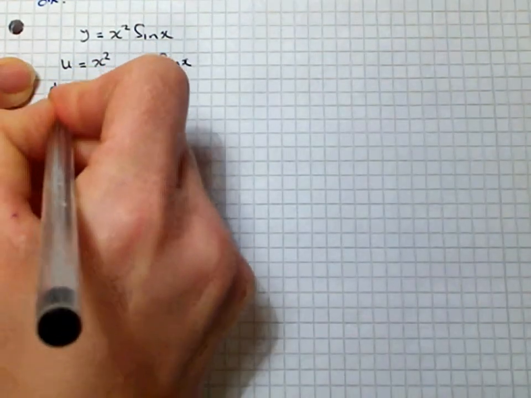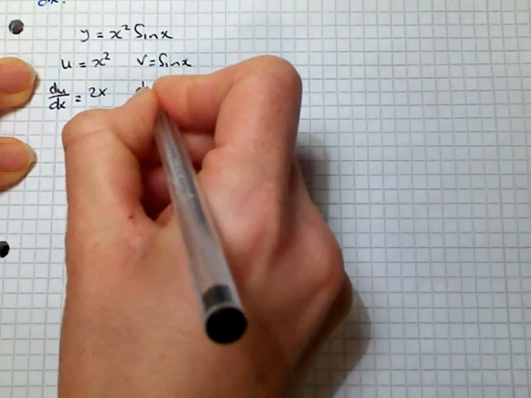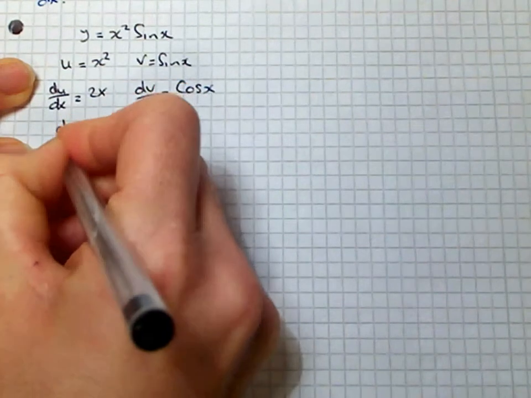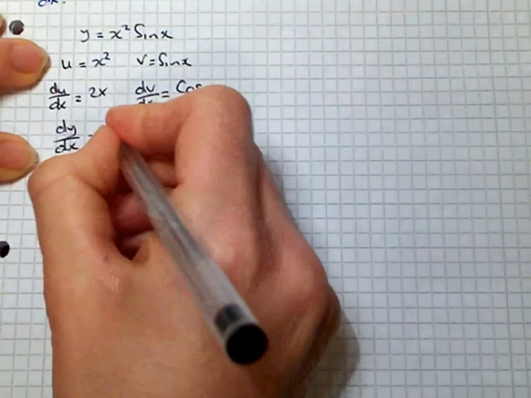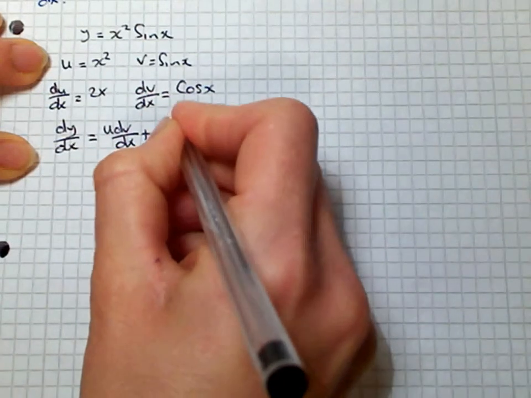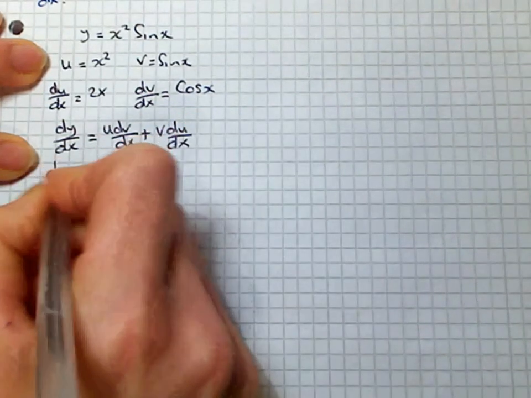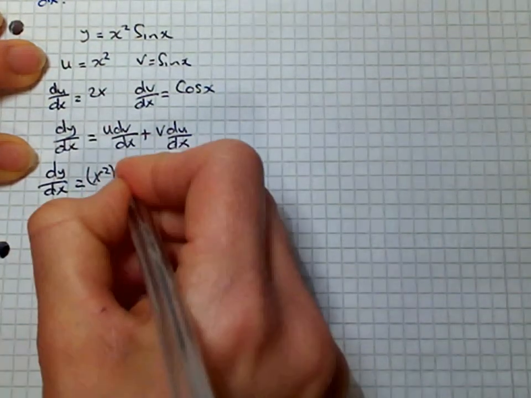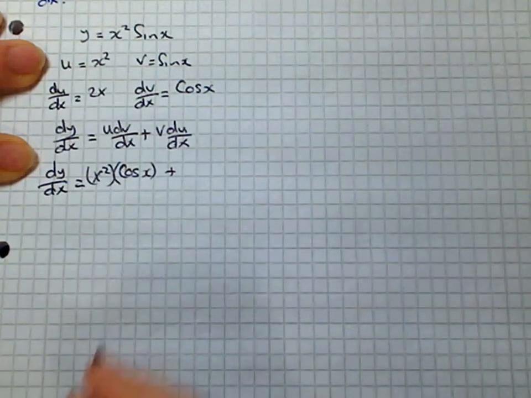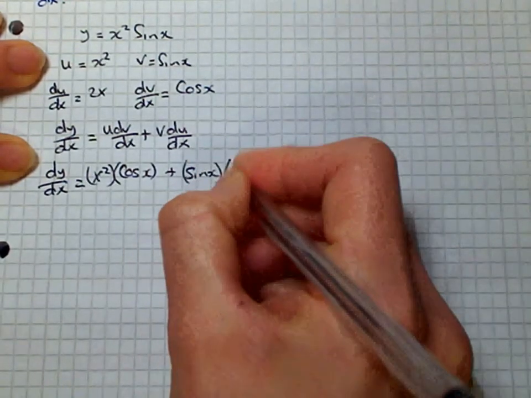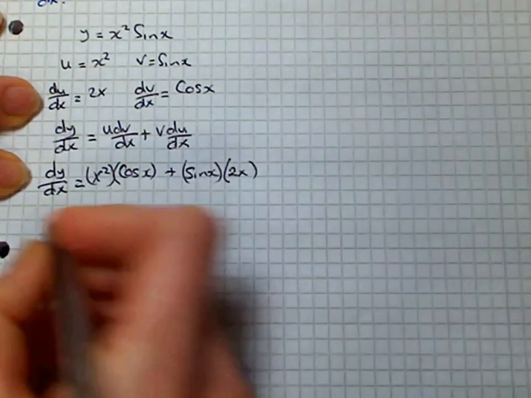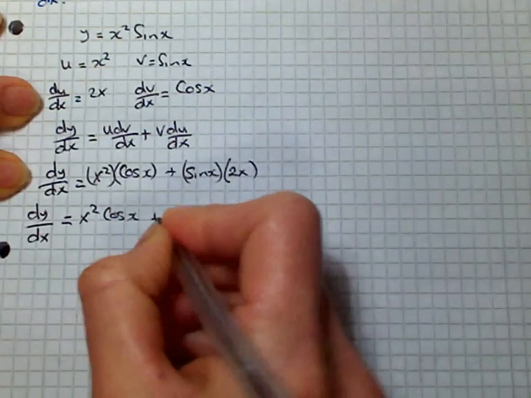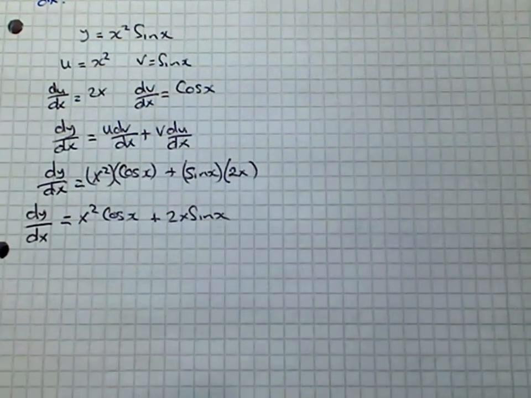So u is x squared, v is the sine of x. So du dx is 2x, dv dx, when you differentiate sine of x, you get cosine of x. dy dx is u dv dx plus v du dx. So dy dx is x squared by dv dx, which is cosine of x, plus v, which is sine of x, by du dx, which is 2x. So to simplify it, dy dx is equal to x squared cosine of x plus 2x sine of x.